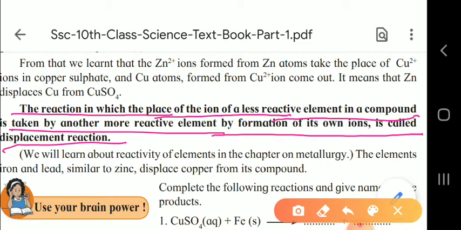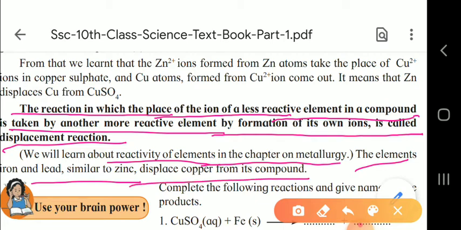We'll learn about the reactivity of elements in the chapter of metallurgy. In this book, the elements iron and lead are similar to zinc, and displace copper from the compound. Now children, I'll show you how this reaction will take place. See, here CuSO4 will be in the aqueous form. It will react with the zinc, which will be in the solid form.